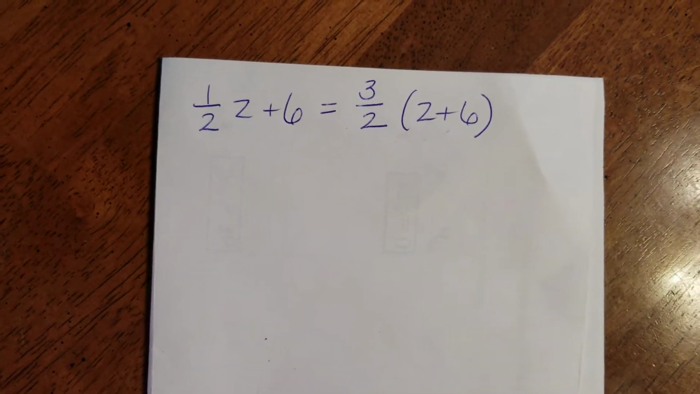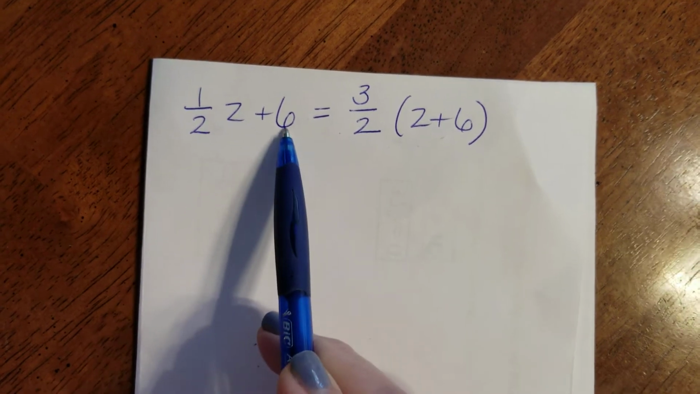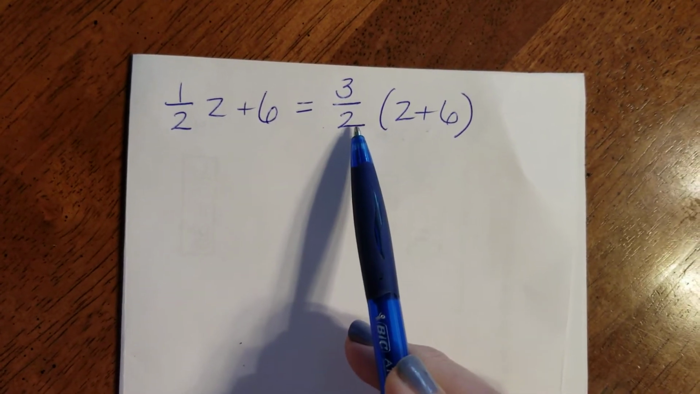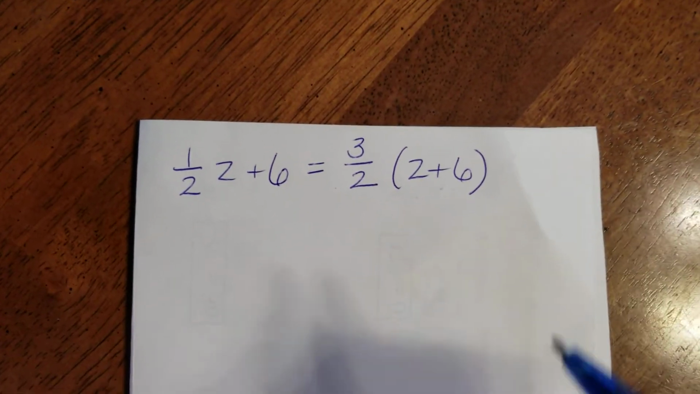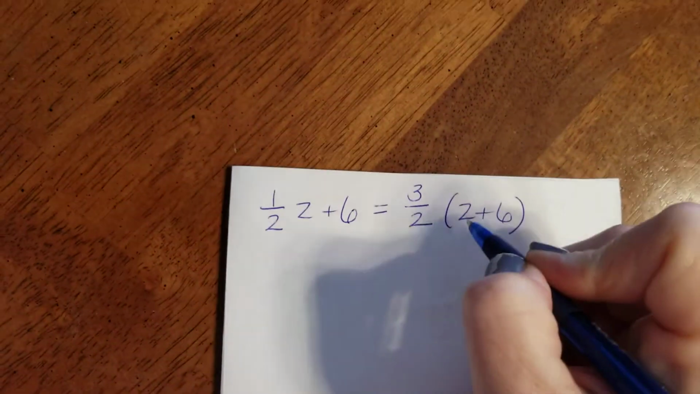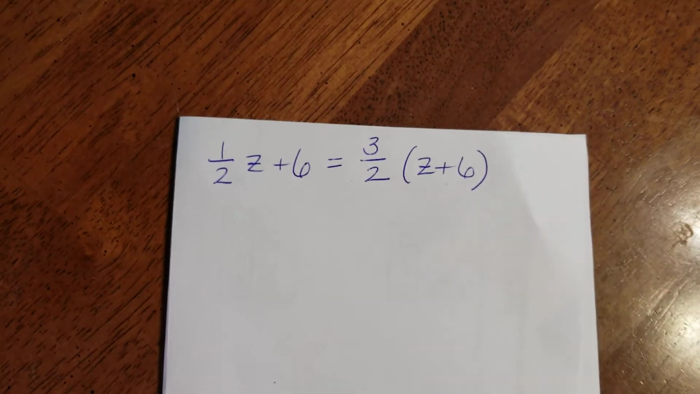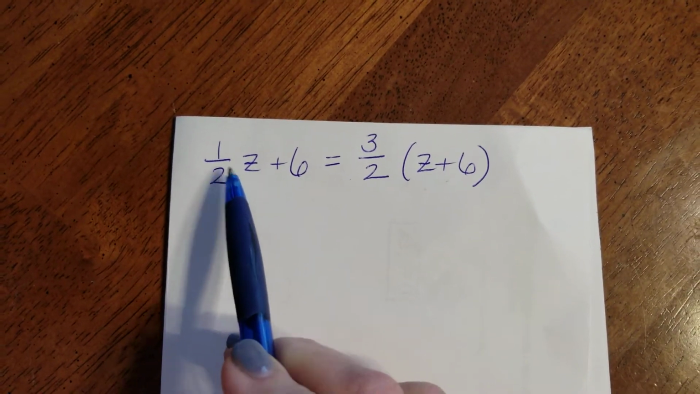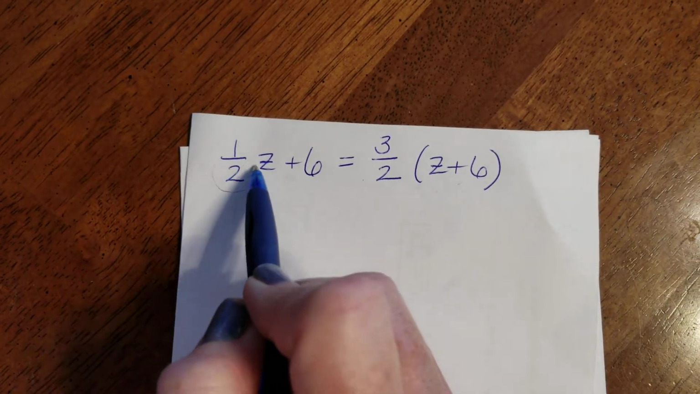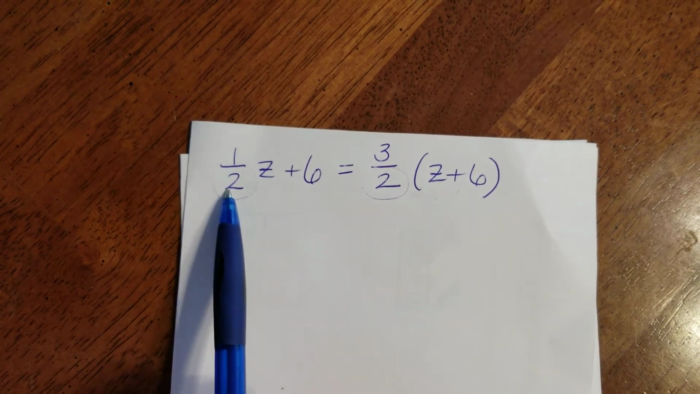So looking at this equation, we have half of a group of z plus 6 is equal to 3/2 of z plus 6. Okay, I'm going to put a little mark there so we know those are z's and not 2's. So instead of having a half of a group, because our denominators are both the same here, we want to make this group of z a whole group.